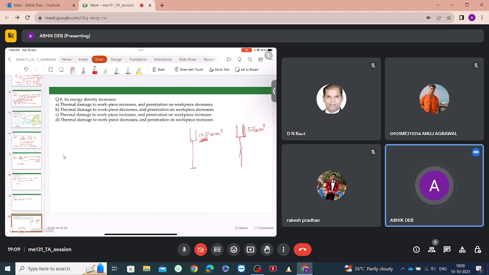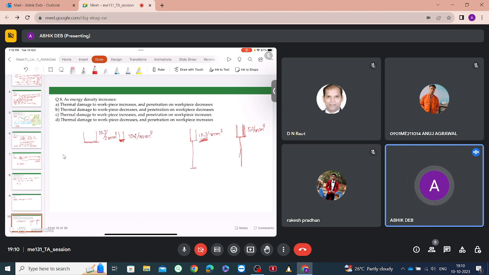Or rather, you think it in this way. This is suppose 10 joule per millimeter cube. 10 joule is coming from this side, and one is 10 joule per 2 millimeter cube. So 10 joule is coming from this side, but this 10 joule can suppose melt only 1 millimeter cube of the material.